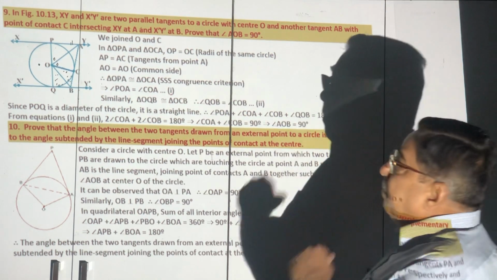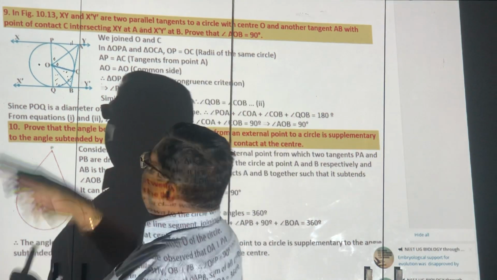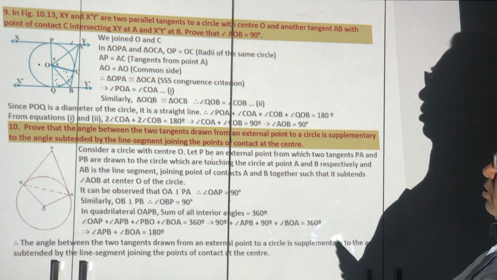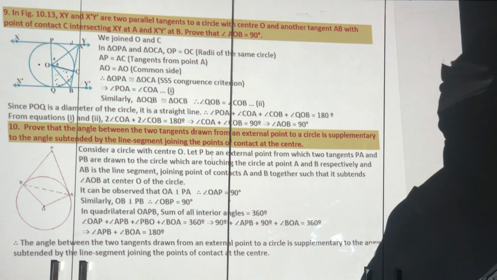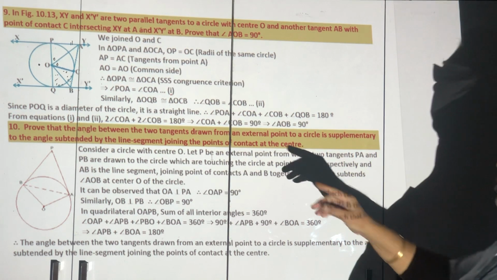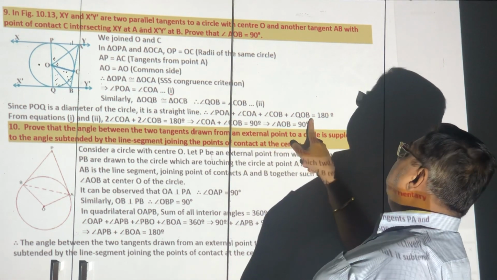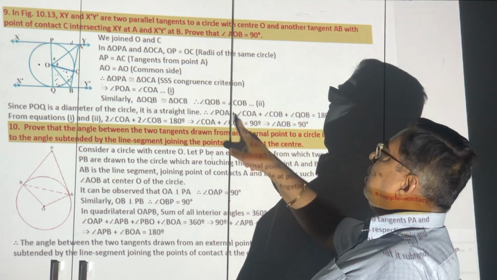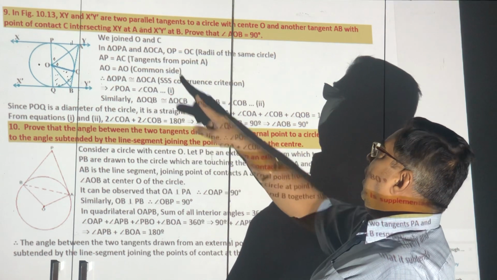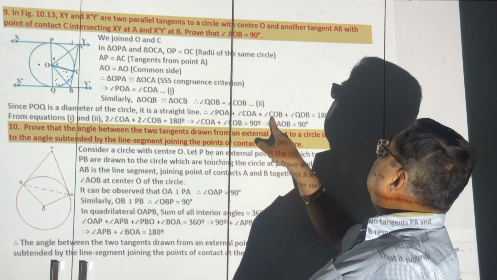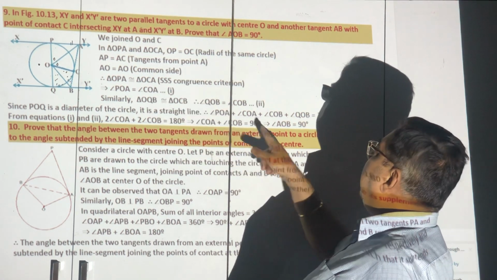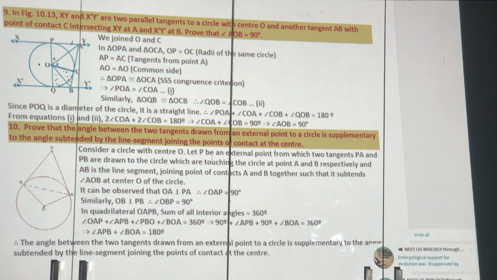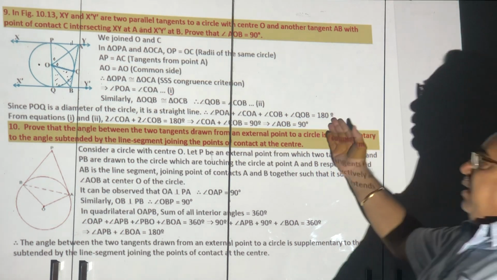Okay? Now, POQ is the diameter. POQ is the diameter. That is not construction. Construction is AB. Okay? So it is a straight line. So, therefore, when I add all the angles, angle POA, angle COA, and COB, so 90 plus 90 will give me 180. Okay? And I'll get 180.